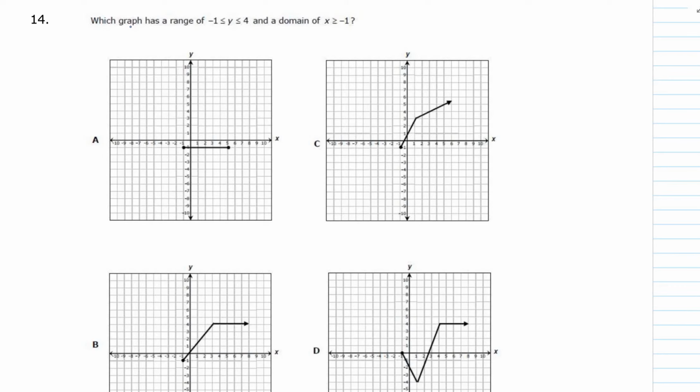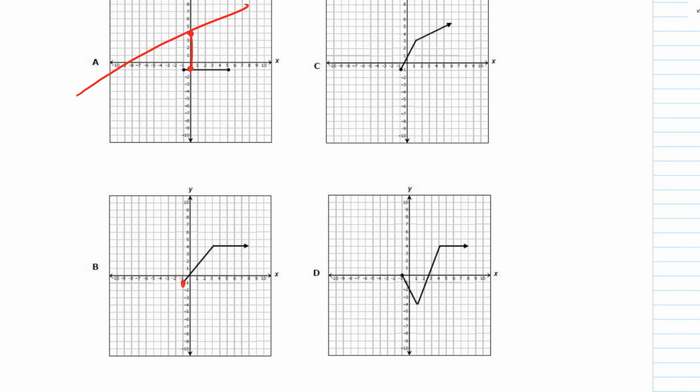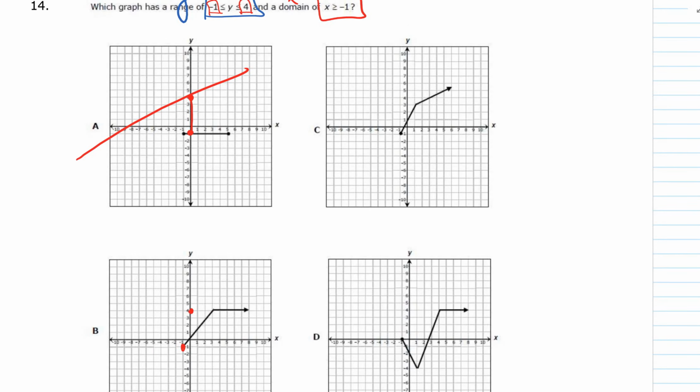Which graph has a range? That means y of this, and a domain, that's x, of this. So for range, it has to go from -1 to 4. So from -1 up to 4. This line does not go from -1 to 4, so A is not it. Let's look at B, from -1 up to 4. That is the range of that line, so the range worked on B.